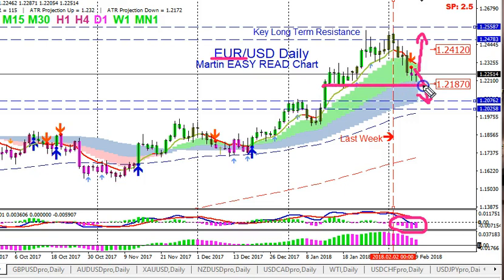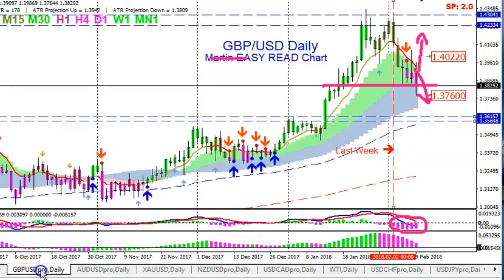Take a look at this level right here, okay? And we're looking for sells below 121.87 if you think price is going to go lower, or if you think price is going to go higher, look at possible buys above 124.12, okay?